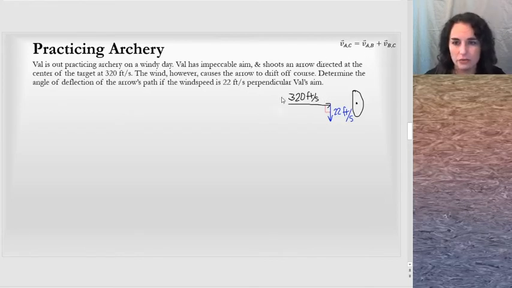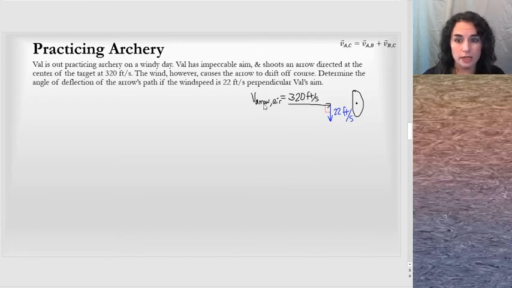Let's think about the velocities we were given. This is the velocity of the arrow before any wind was taken into account. So what I will call this is the velocity of the arrow with respect to the air. Like if the air wasn't moving, the arrow would go this speed. Okay, so I've introduced 2 objects.